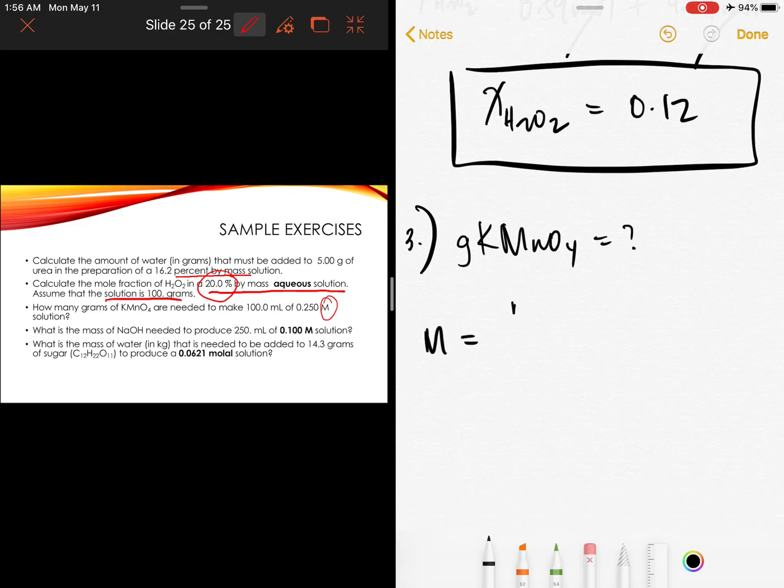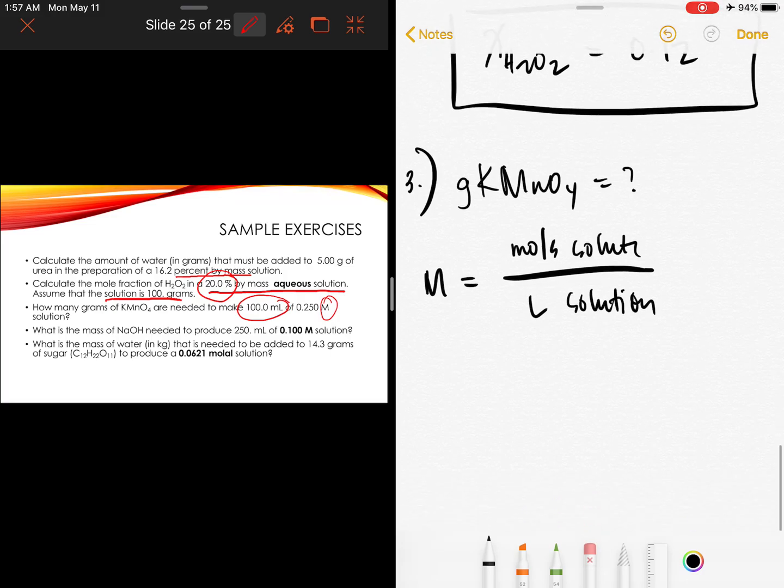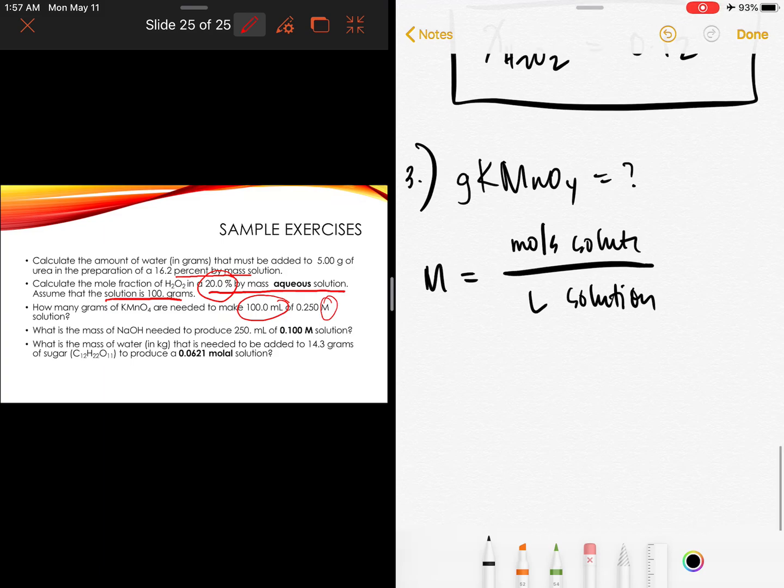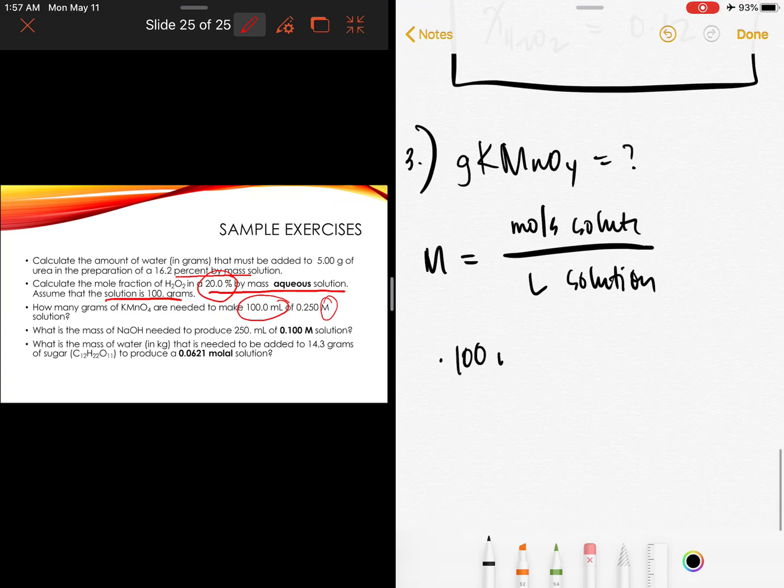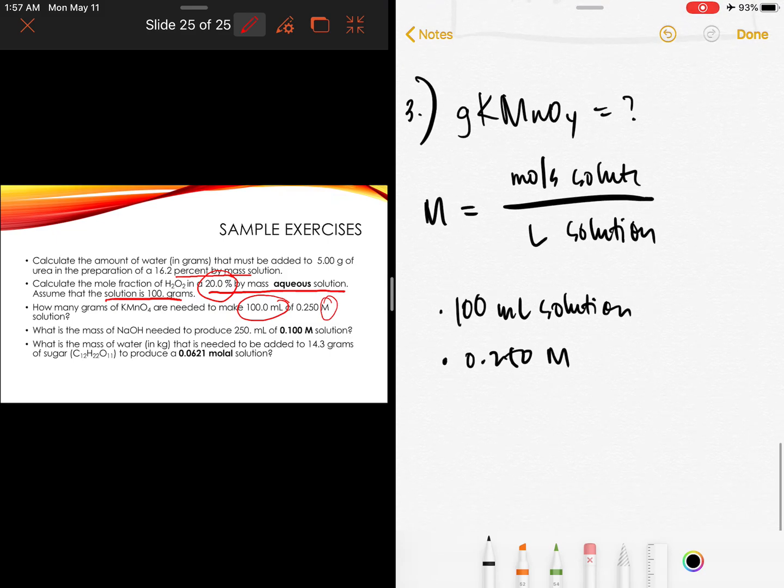molarity. And the formula for molarity is moles of solute over the liters of solution. In this case, you are given the ml of solution. That's very easy. You just have to convert the ml to liter. So let's write down first the values given in the problem. So you have 100 ml of the solution, and the molarity, the concentration, is 0.250 molar. You're asked for the grams. If you get the moles of your solute, you can convert this to the grams of your potassium permanganate.